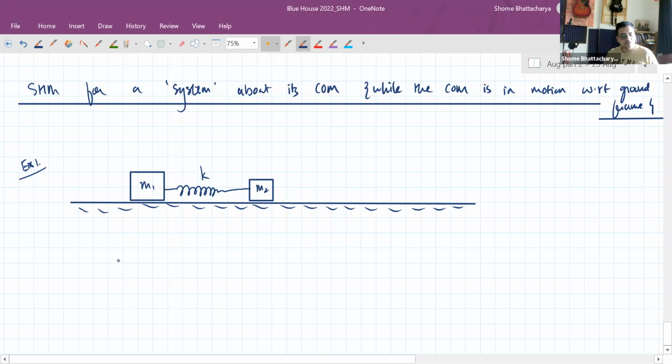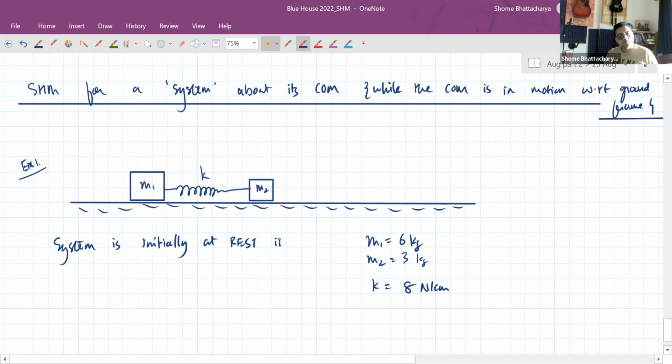So let's do it with an example where we know the masses also. So M1 is 6 kg, suppose M2 is 3 kilograms. The spring constant is 8 newtons per centimeter. Now the system is initially at rest in equilibrium on the smooth floor.